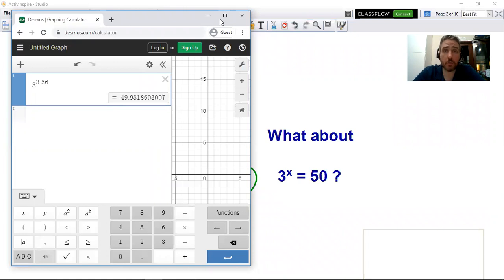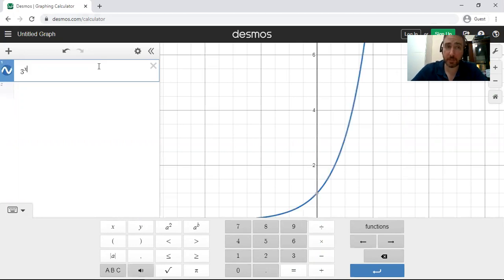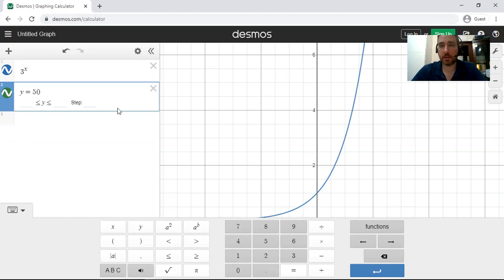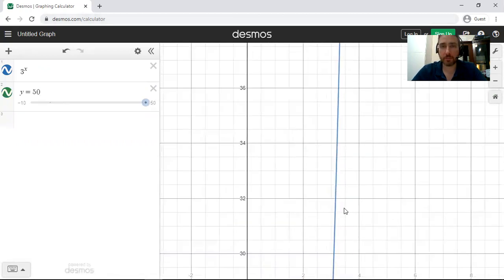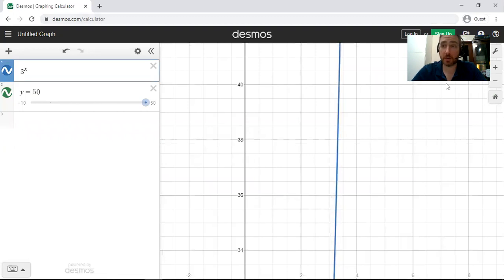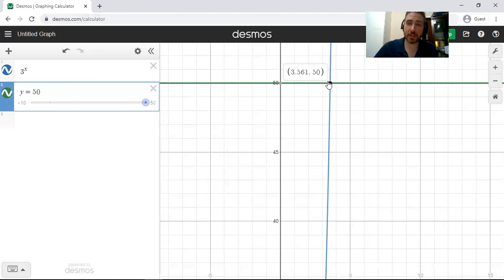You could also find the intersection of the graph of 3 to the x power and y equals 50. You can move that graph, it might take a second, or you could zoom out if you want. And you get about 3.561. But again, the graph is just an estimate.